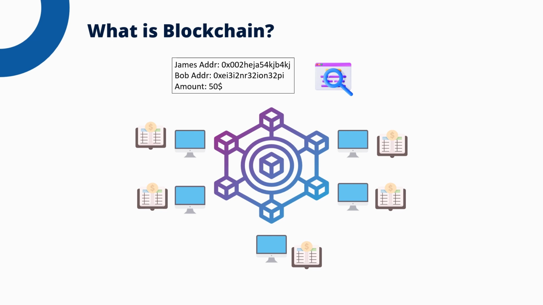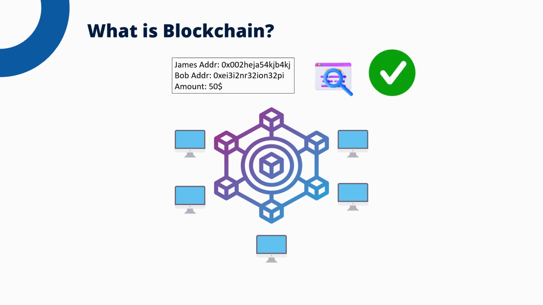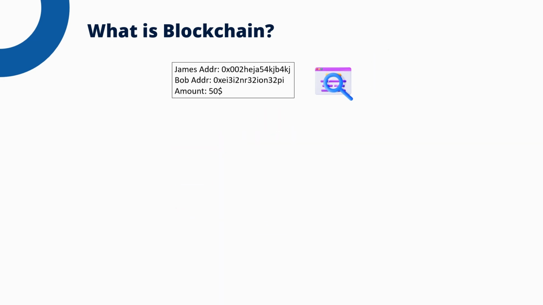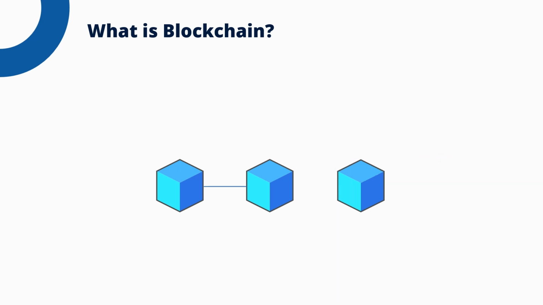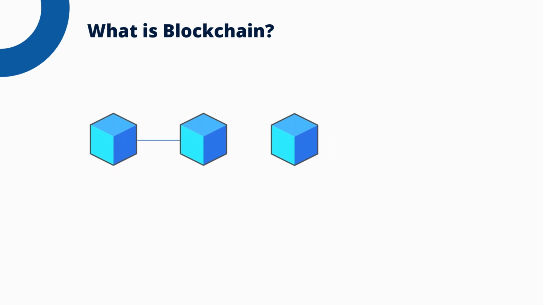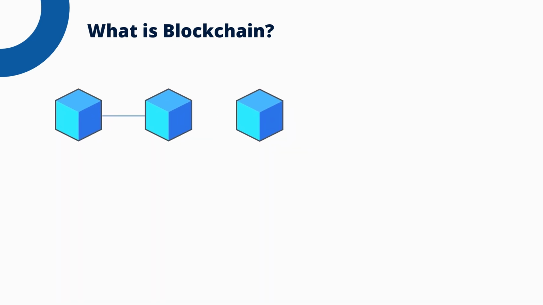The nodes in the network validate James' transaction. They check whether James has sufficient funds, verify the transaction's digital signature, and ensure that the transaction follows the network rules. Validated transactions are collected and bundled into a block by a miner, for example in a proof of work system, or by a validator in a proof of stake system. James' transaction is grouped with other transactions into a new block.